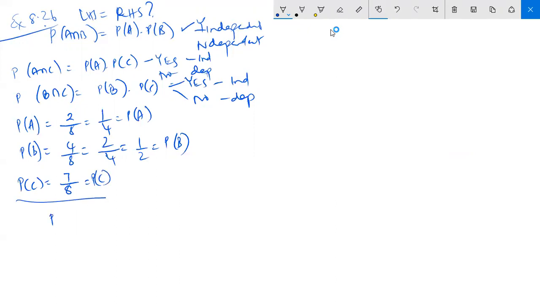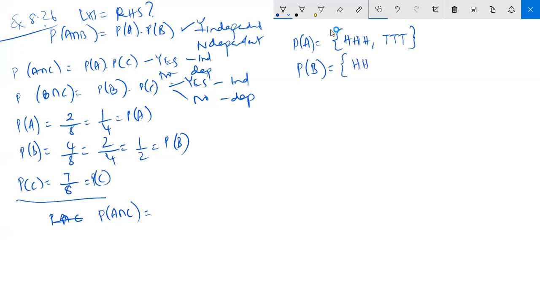Now do P of A intersection C. Now you have to do P of A intersection C. P of A intersection C, we saw, P of A. P of B was at least 2 heads. And P of C was everything other than that.